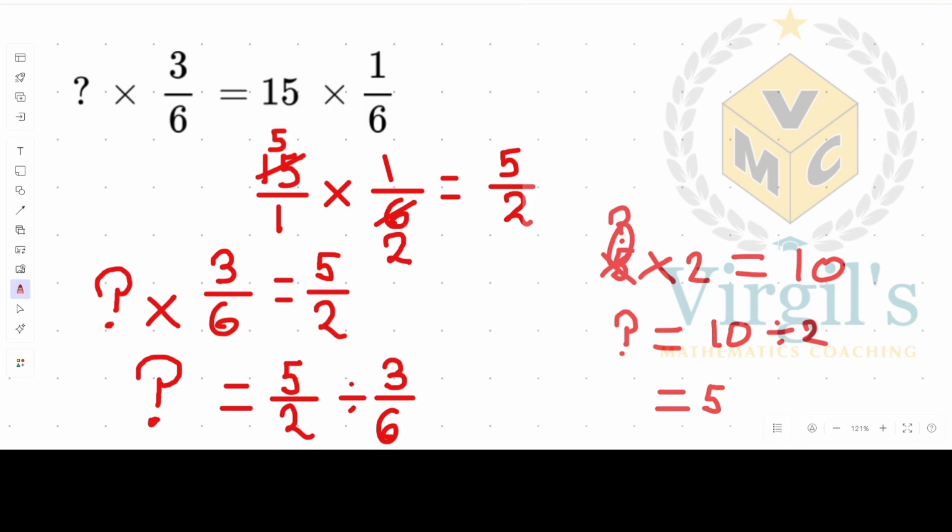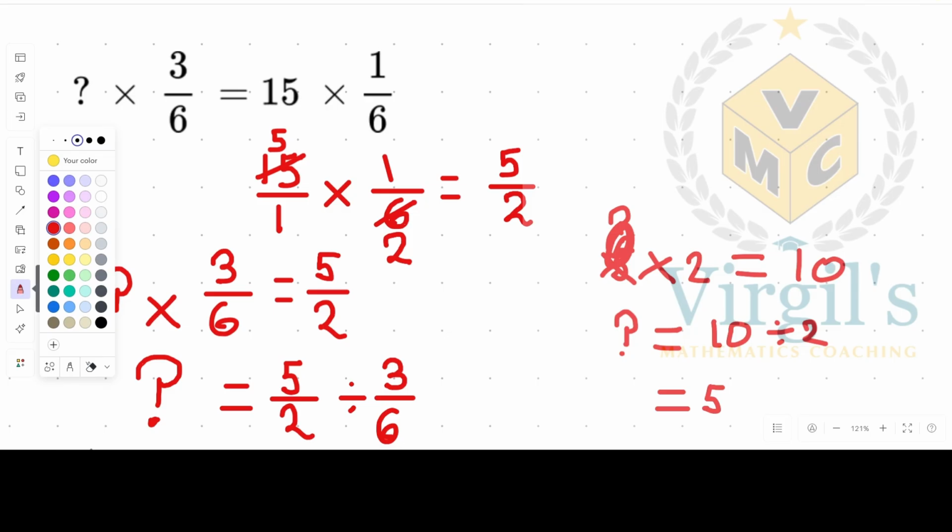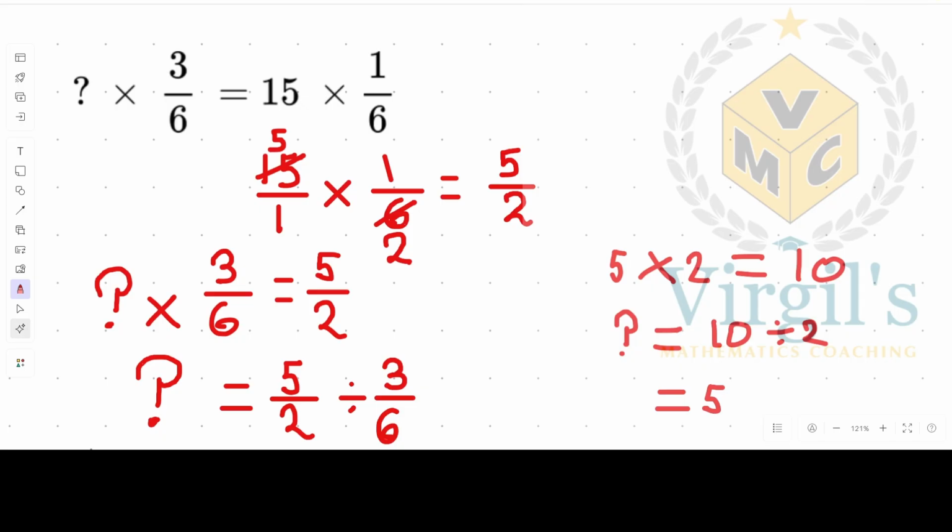Now we know this here is 5. Is my eraser. And the statement is correct. 5 multiplied by 2 is 10. So we're just working with fractions. It's the same concept. I'm going to erase that example for now. That was for you to understand.